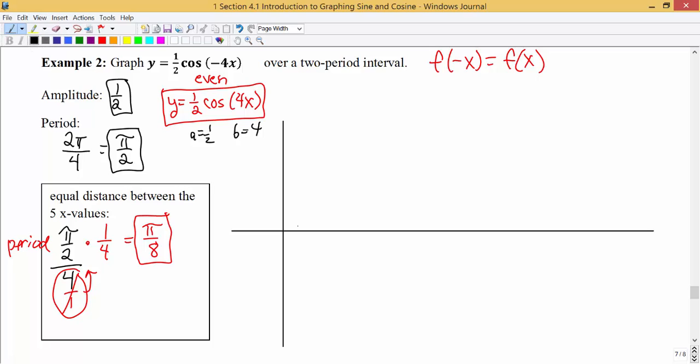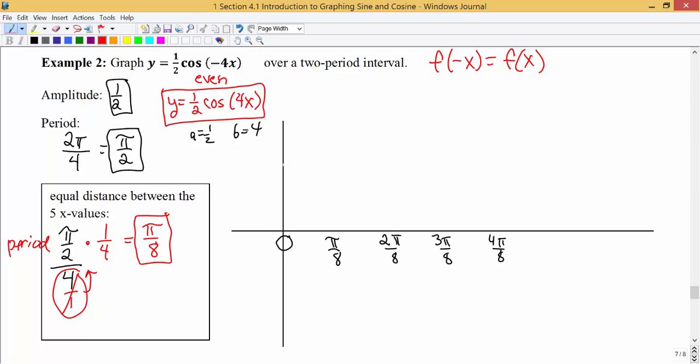So let's plot our x values. We have 0 plus pi over 8, plus pi over 8 again. That would be 2 pi over 8. Plus pi over 8 again, that's going to be 3 pi over 8. And plus pi over 8 again, we're going to end up with 4 pi over 8. So we add 1 pi over 8 each time, and there's our 5 points that we need. We're going to stop there, and then we'll come back and do the second period.